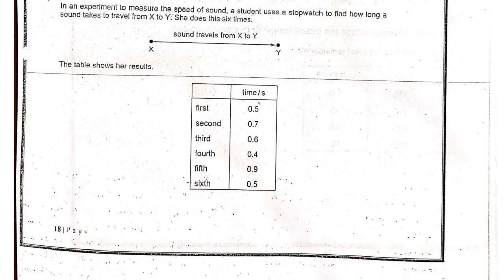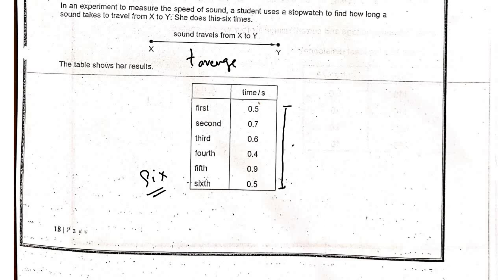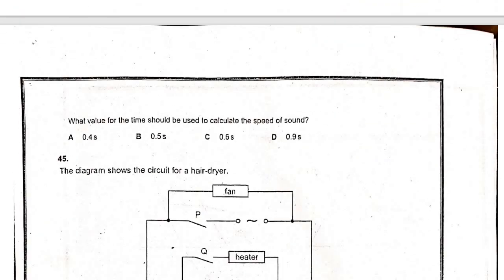So as we can see, the experiment is performed 6 times and we got 6 different times. So the time taken by the sound to reach from X to Y will be taken as the average time. If we take the average of these times by adding all these times and dividing by 6, we will get 0.6. So for the measurement of the speed of sound, we will take time as 0.6. So the correct answer will be option C.